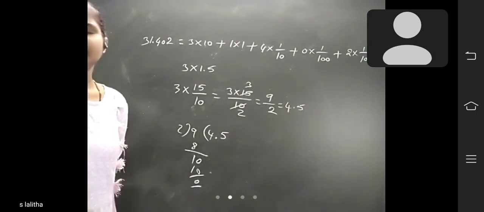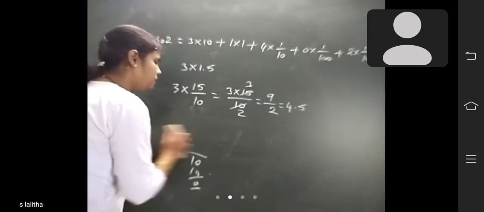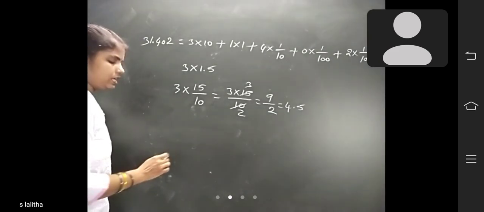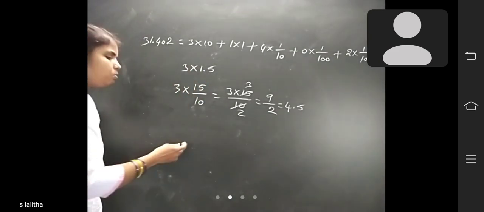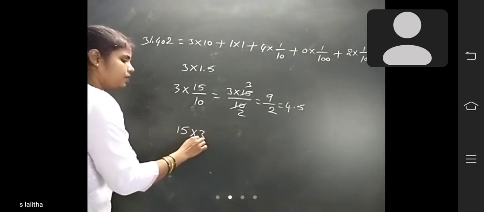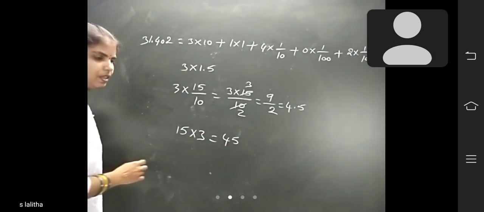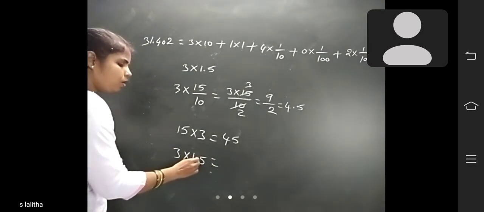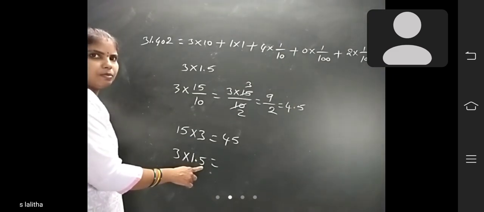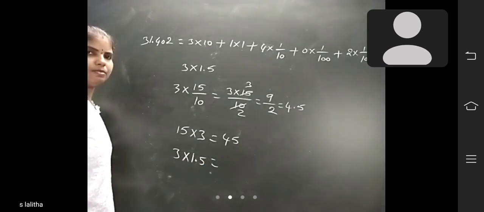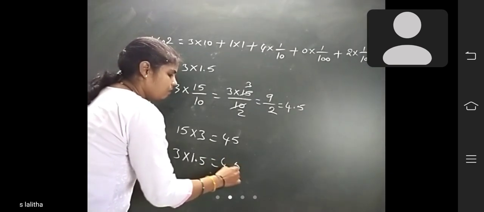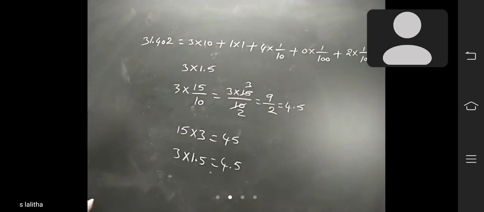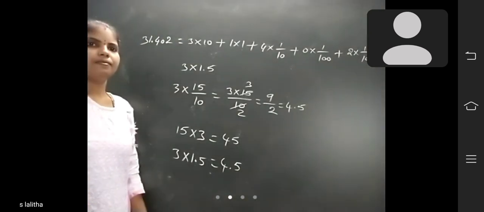And the second method, how can you do it? First, you should remove the decimal point. What is the answer? 15 into 3. 3 fives, how much? 45. Now, 3 into 1.5 is equal to, where is the decimal point? One digit after the decimal point is there. So you should keep one digit after the decimal point in the answer. Did you understand? Okay.